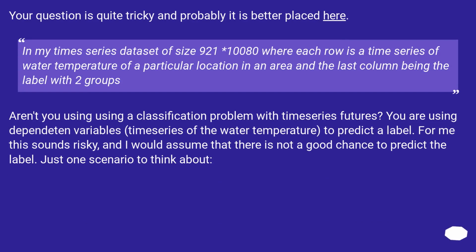Your question is quite tricky, and probably it is better placed here. In my time series dataset of size 921 × 10,080, where each row is a time series of water temperature of a particular location in an area and the last column being the label with two groups. Aren't you facing a classification problem with time series features? You are using dependent variables, time series of the water temperature, to predict a label. For me this sounds risky, and I would assume that there is not a good chance to predict the label. Just one scenario to think about.